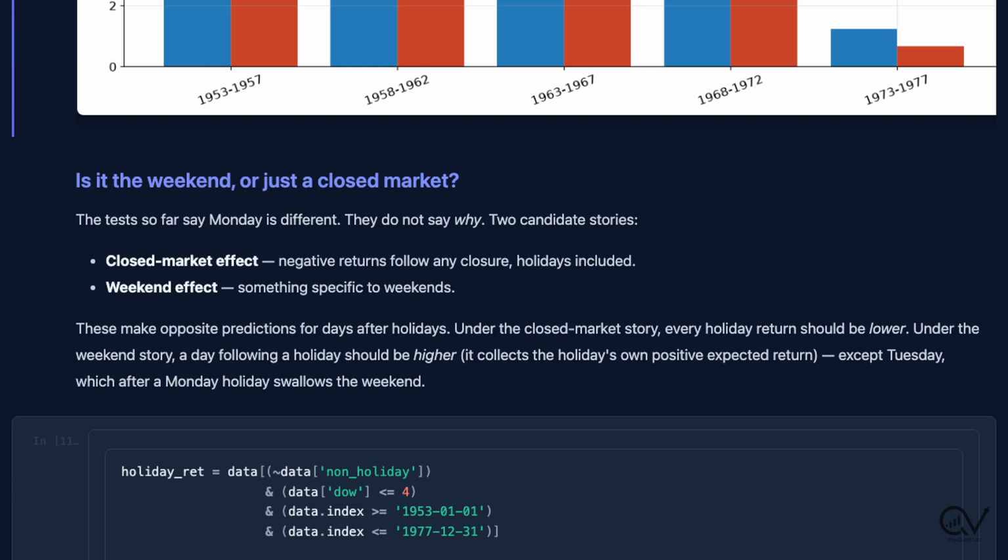Now, these make opposite predictions for the days after holidays. Under closed market, every holiday return should be lower. Under the weekend story, a day following a holiday should be higher because it collects the holiday's own positive expected return, with one exception: Tuesday. After a Monday holiday, Tuesday swallows the whole weekend.